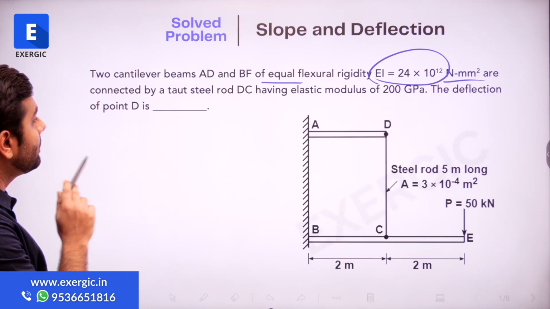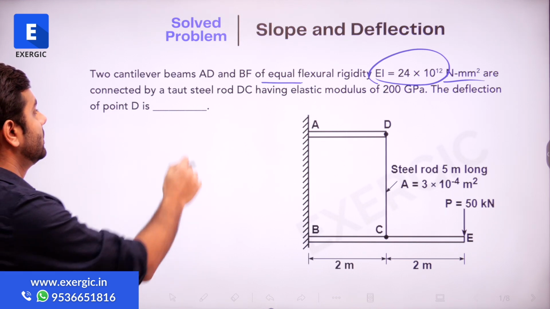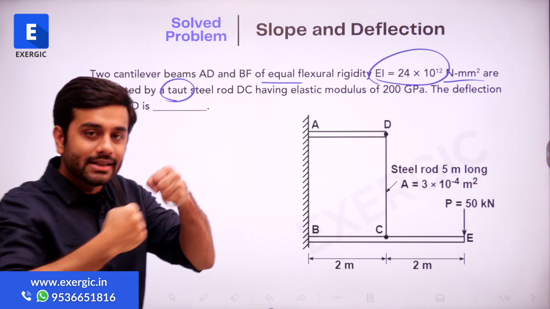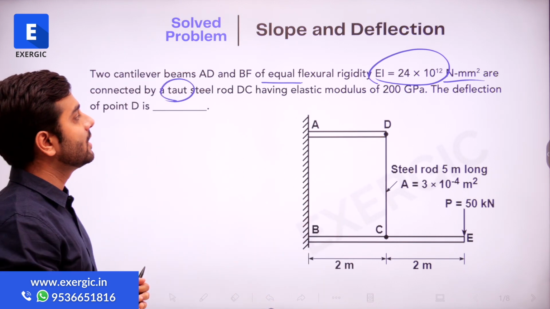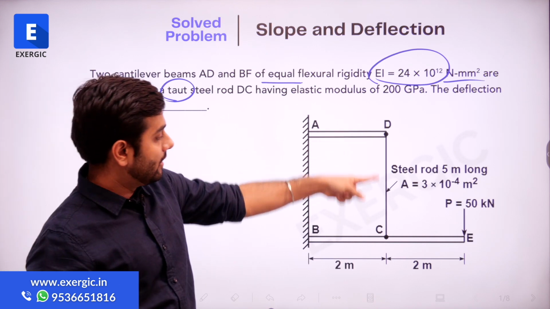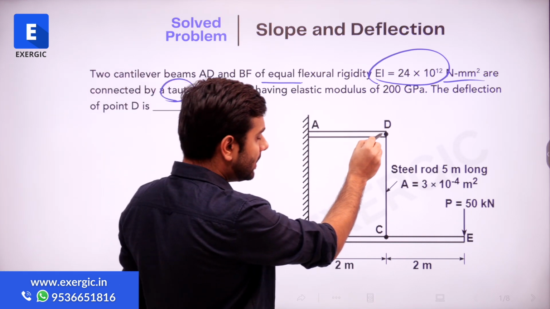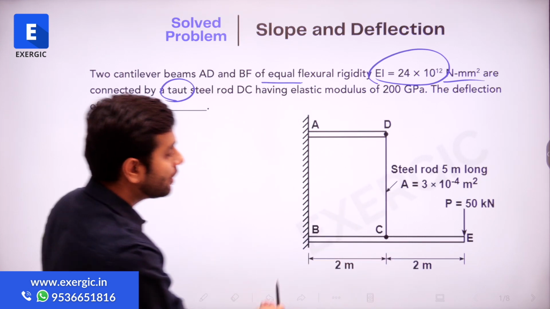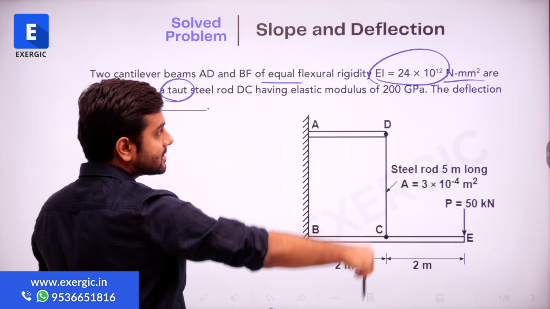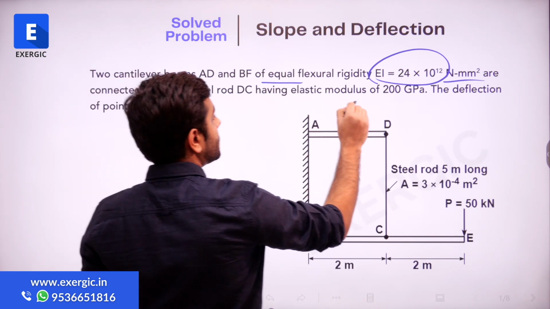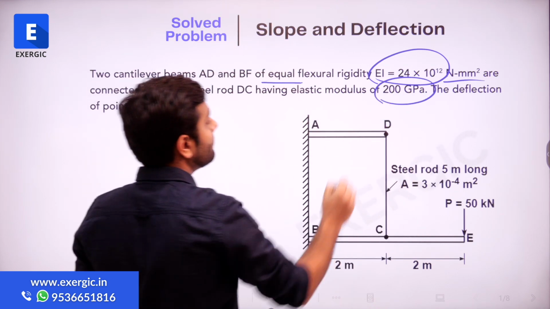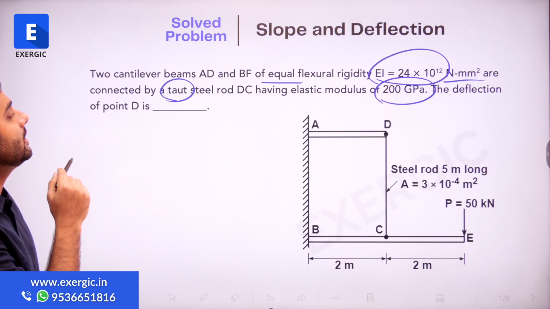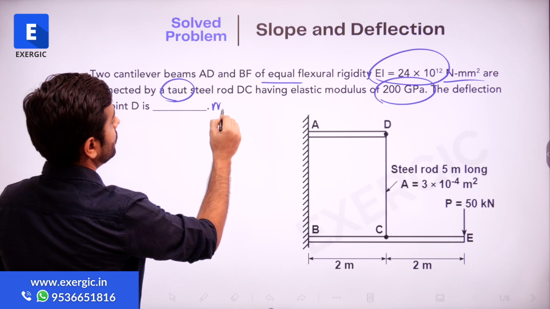They are connected by a taut steel rod DC, a tight steel rod here, which will be in tension. The steel rod is here, DC. You can see that the free end of the upper cantilever beam is connected to the midpoint of the lower cantilever beam through this steel rod, which has an elastic modulus of 200 gigapascal. And the question is now asking you to find the deflection of point D in mm.